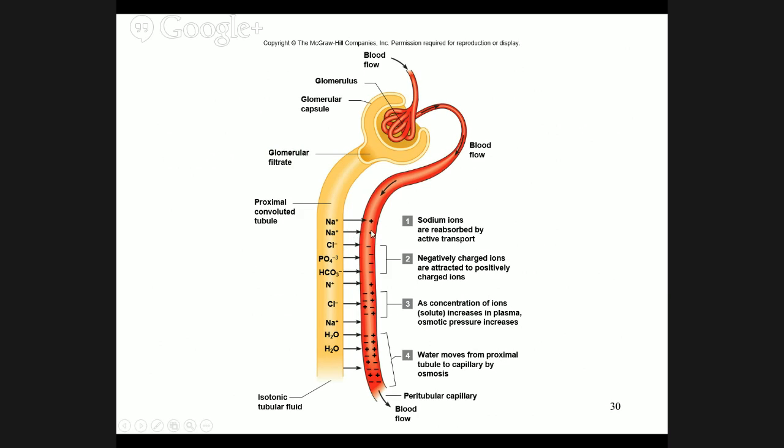Sodium ions are reabsorbed into the capillaries by active transport. Negatively charged ions are attracted to the positively charged ions, so you have chloride coming in. And then as the concentration of ions increases in the plasma, the osmotic pressure increases, and water moves from the proximal tubule to the capillary by osmosis. And then you should have an isotonic concentration here.